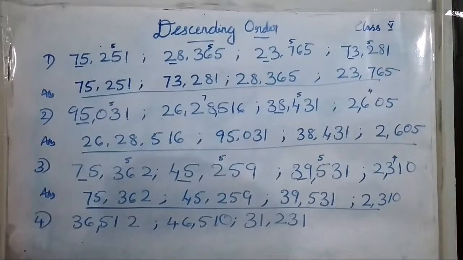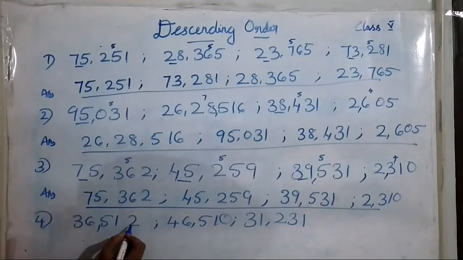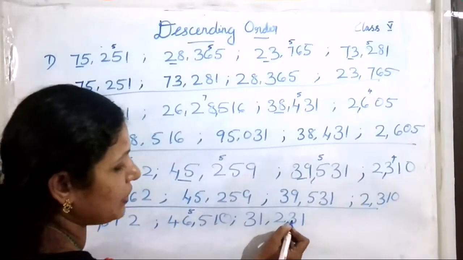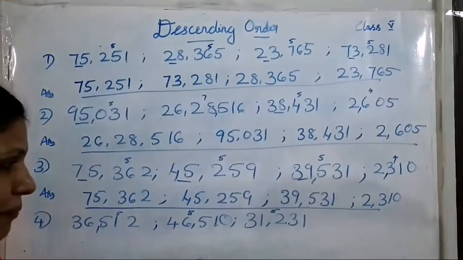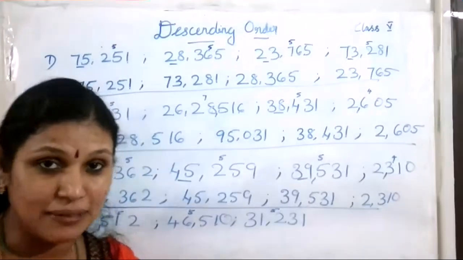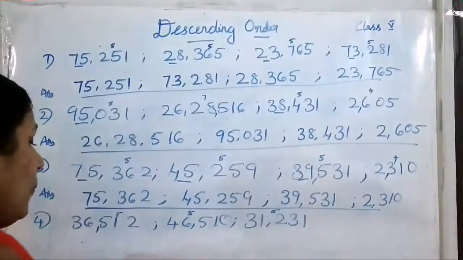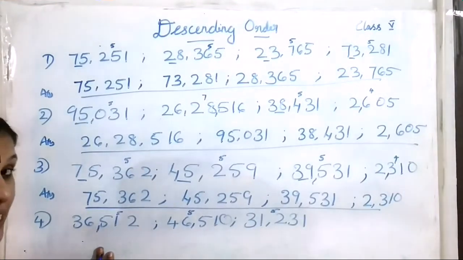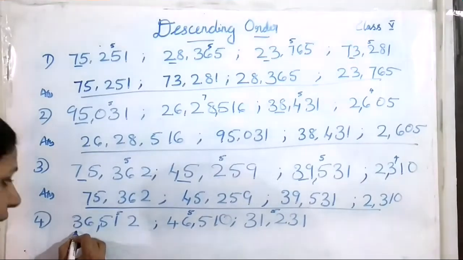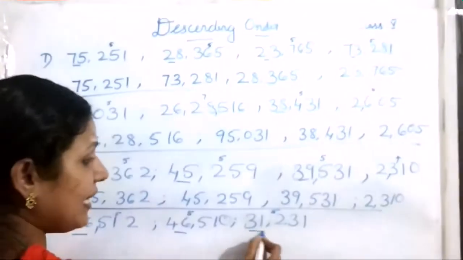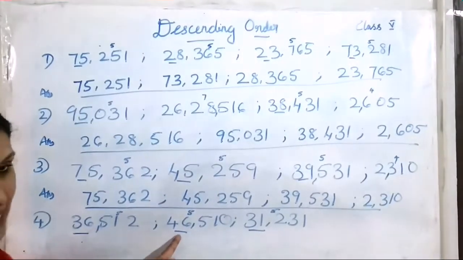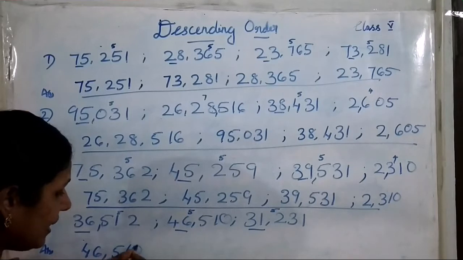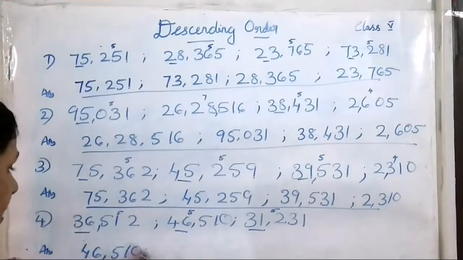Okay. Then the fourth question is, first we count the number of digits. 1, 2, 3, 4, 5. Here 5. Here 5. So all three of them are 5-digit numbers. First we select the highest place value. Here it is 36, 46 and 31. Which is the bigger one? 46. So we write 46,510 in the first place and the second place 36, 31.